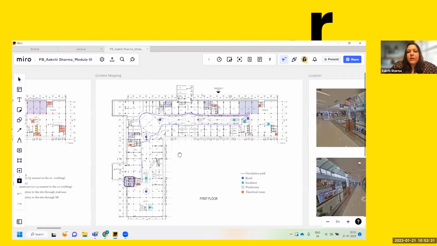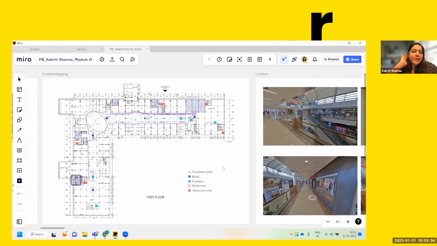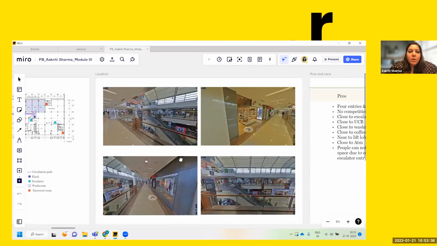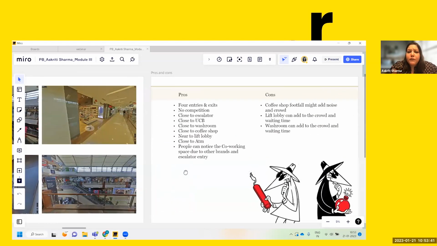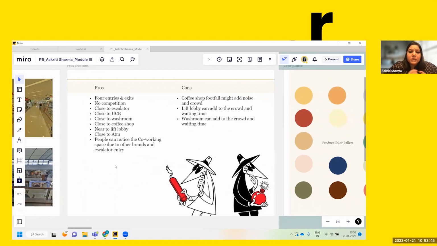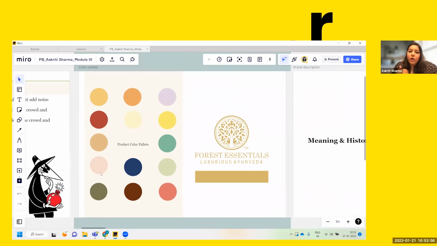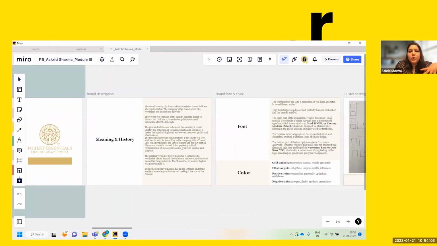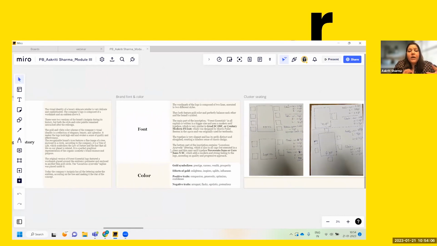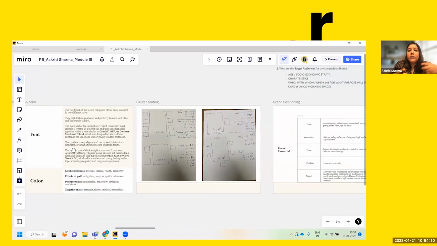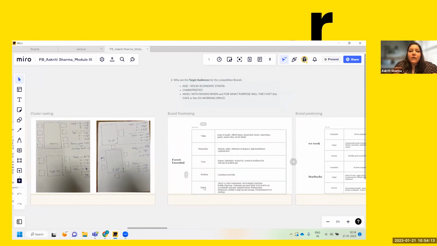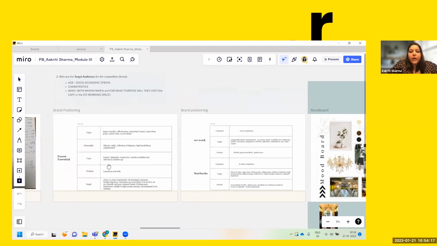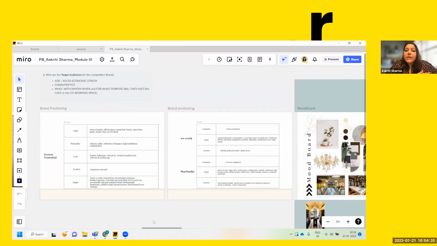And then we located where our space is, and the nearby stores, how far the staircase is, how far the coffee shops are. We have to find the pros and cons of our space. And then we were given our brands, and I'm working with the luxury brand, Forest Essential. We have to decode Forest Essential, and she has some other brand. So I decoded my brand: what is the history, what colors they use, what kind of themes they have, what typology they have, what their target audience is, what the voice position is, everything. It's basically all of what the brand is doing. According to that, we have to design our space.